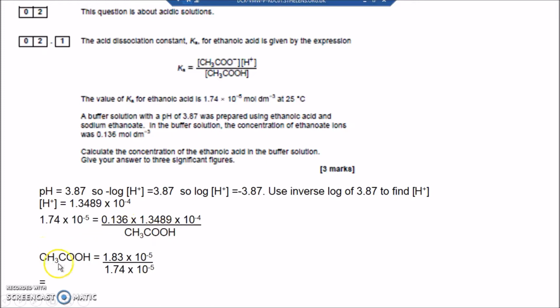And so the concentration of ethanoic acid is 0.136 times 1.3489 times 10 to the minus 4, which comes out as 1.83 times 10 to the minus 5, divided by 1.74 times 10 to the minus 5, and the concentration is 1.05 mole per decimetre cubed. I've put 3 significant figures because everything else in the question is to 3 significant figures.